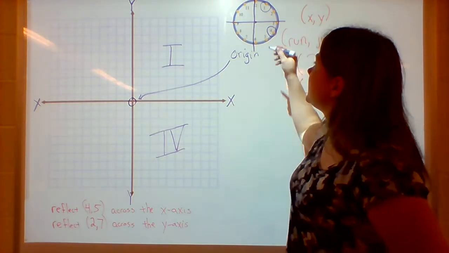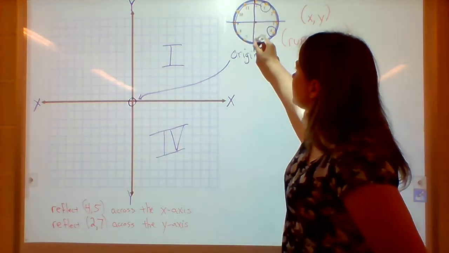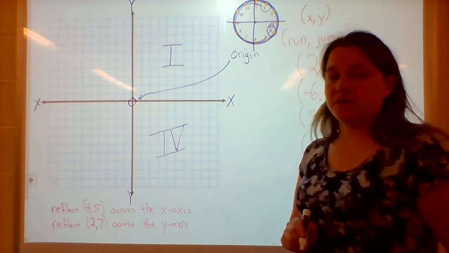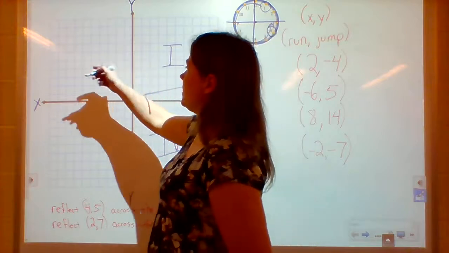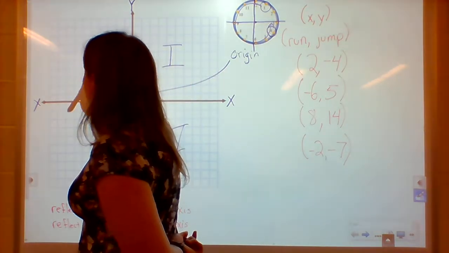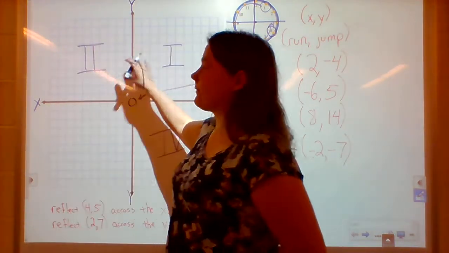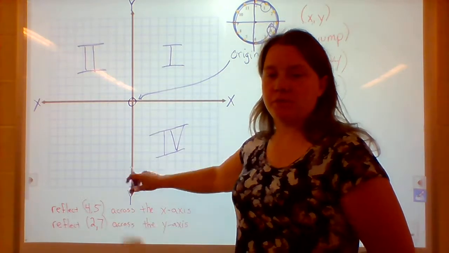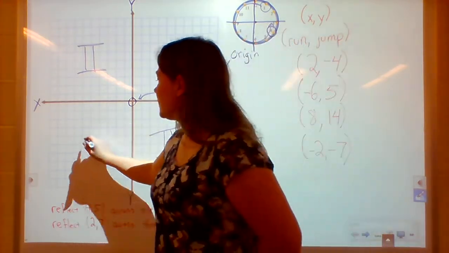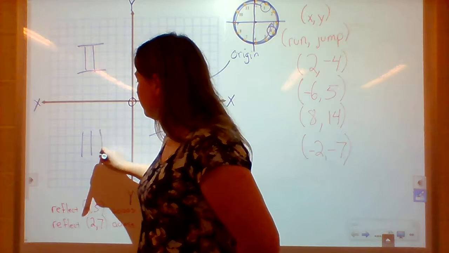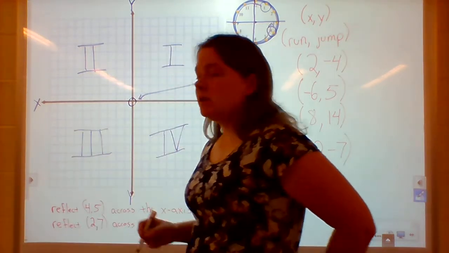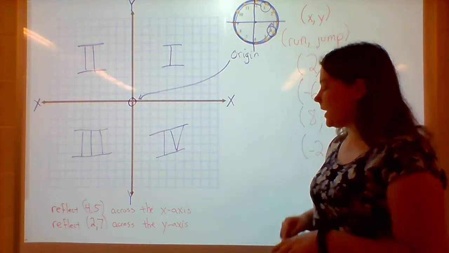Now, coordinate grids go in a counterclockwise direction. So after 1, next to it will be 2. And then we have first and second place on top, third and fourth go down below. 3 goes right here. So those are the quadrants.